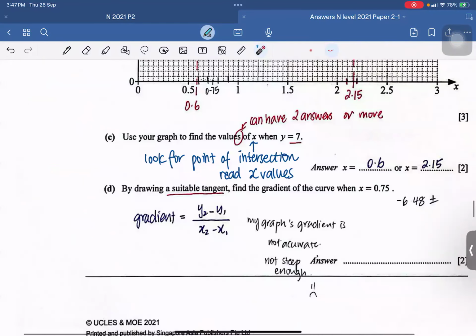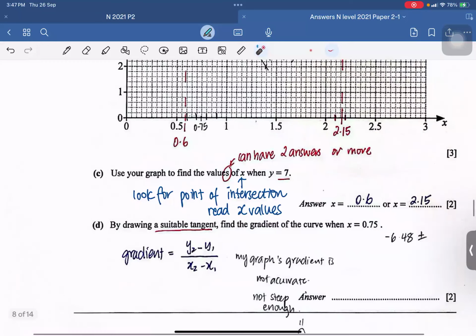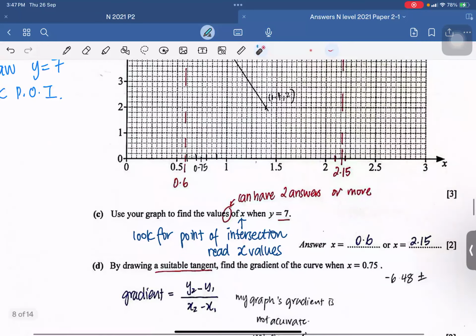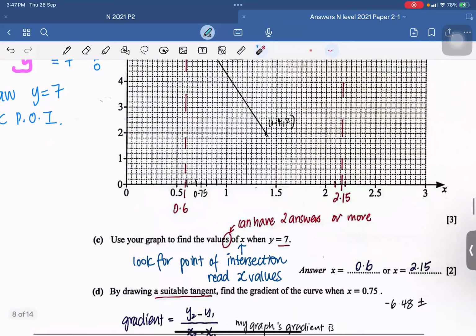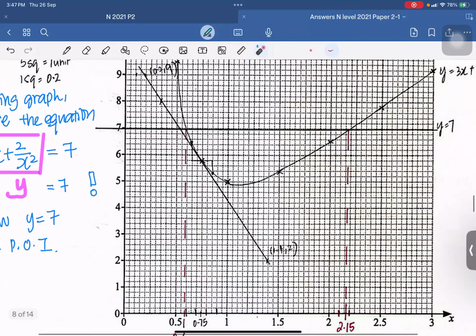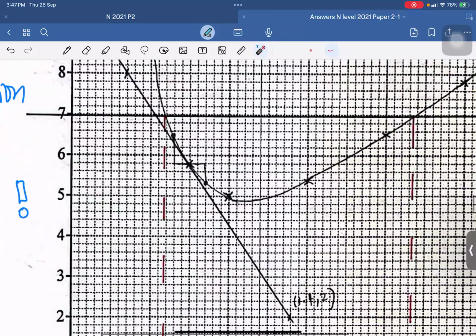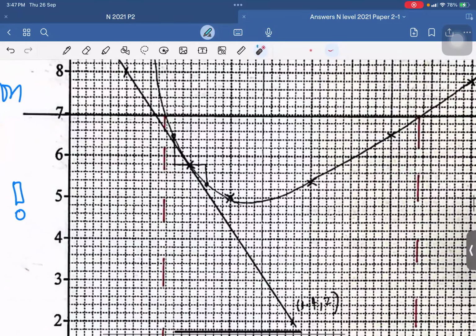Next one, by drawing a suitable tangent, find the gradient of the curve. My graph may not be accurate, not steep enough for me, but my actual answer is negative 6.48. So when x equals 0.75, I just roughly go through again. On the x-axis, go to 0.75 here. Then usually what I do, I'll go maybe 1 to 2 squares, then I'll go all the way. This side, the left and right is the same number of units, but I can go up and down a different number of units.